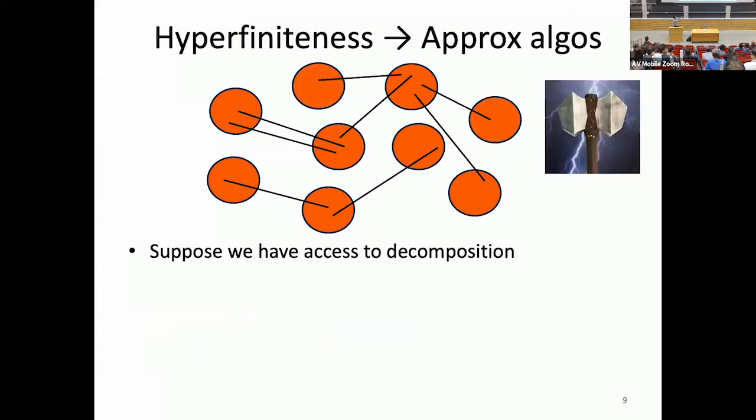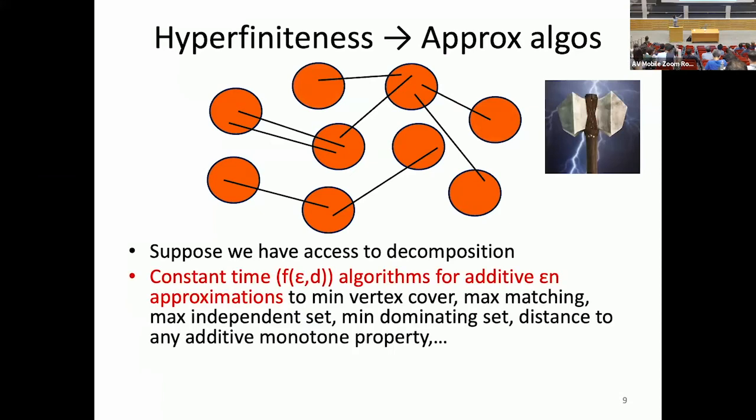So hyperfiniteness leads to a powerful tool for approximation algorithms. And that's why I have this nice hammer. I believe this is what I found when I searched for Thor's hammer on Google. Suppose you have access to this decomposition. As I said, what it leads to is constant time. By constant, I mean it's some function of epsilon and the degree bound d, which we're treating as constant.